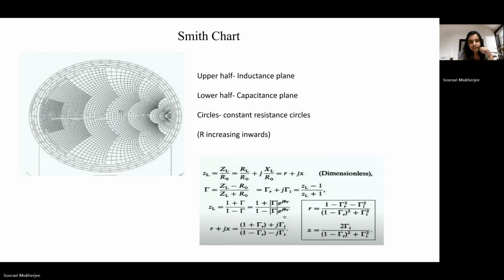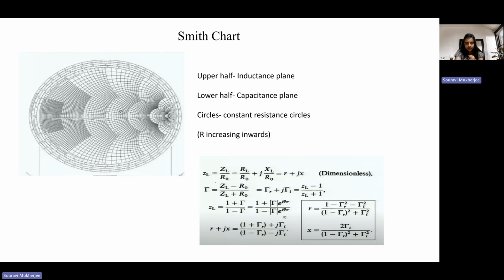Okay. Now let us see how we get to these equations, right? So why are we saying that these lines correspond to constant resistance circles or constant X circles or reactance circles? Like, why are we defining that? So that will come mathematically now.